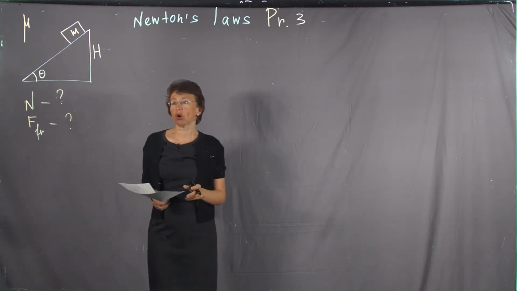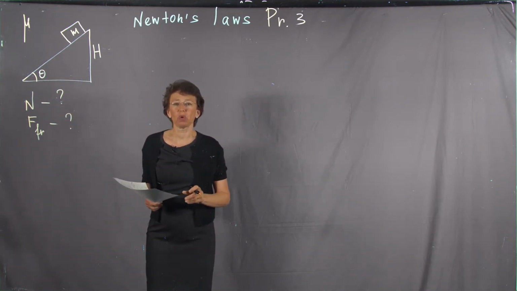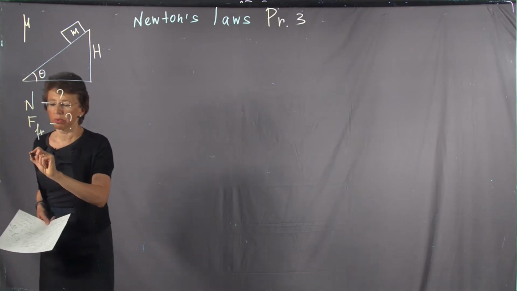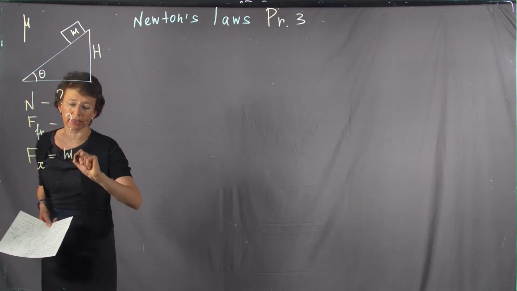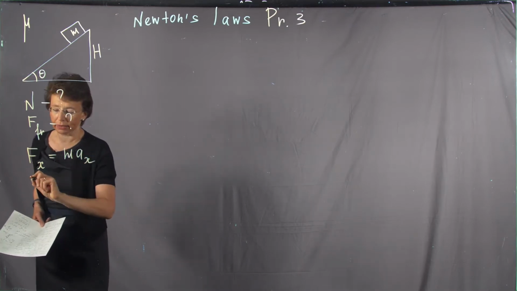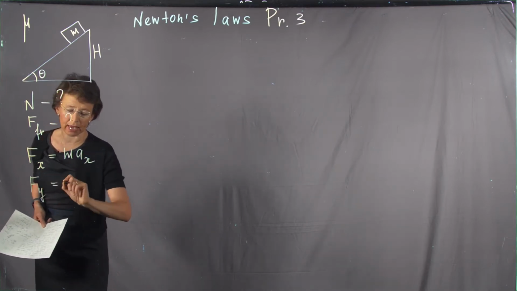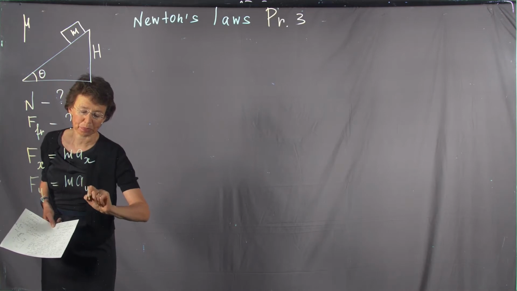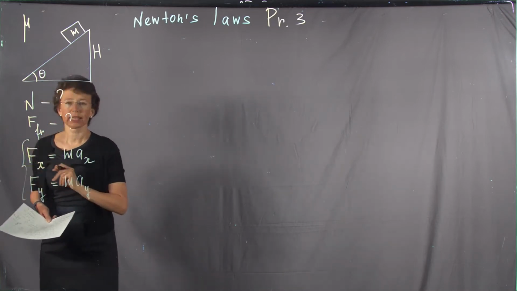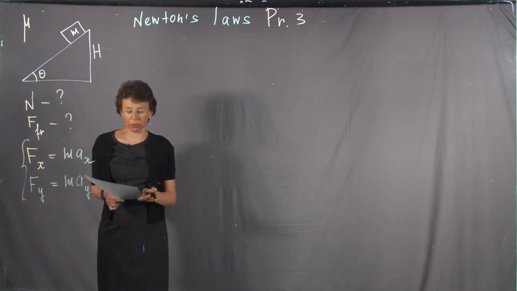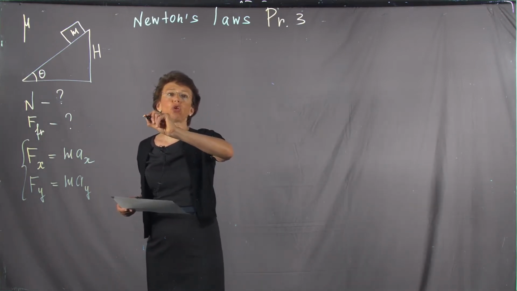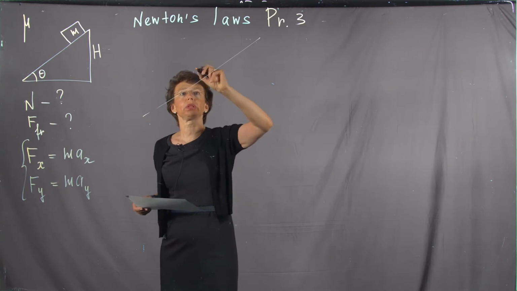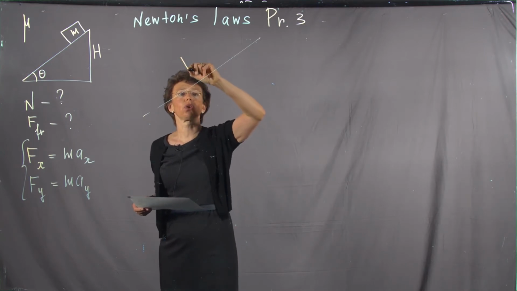We will follow our steps. Step number 1, write the law. We will use second law in components. F sub x is m a sub x, and F sub y is m a sub y. Now we need to draw the free body diagram. We need to isolate this block and draw all forces applied to this block.